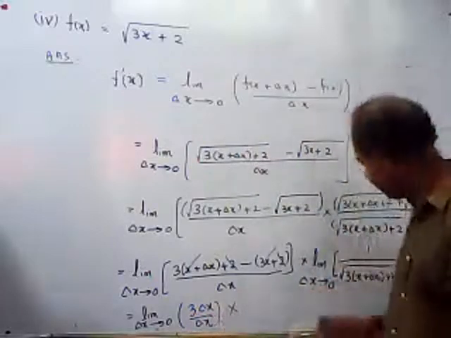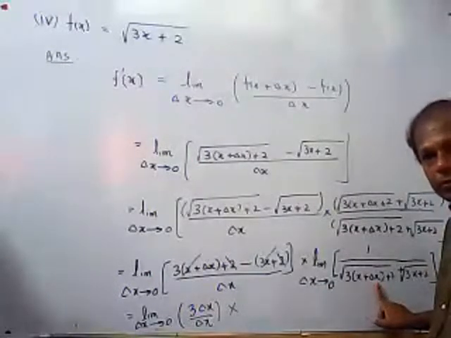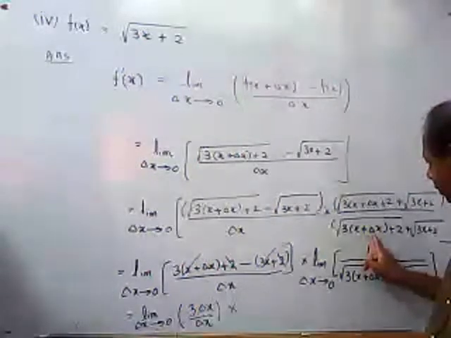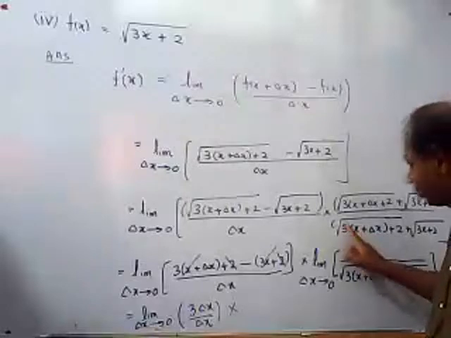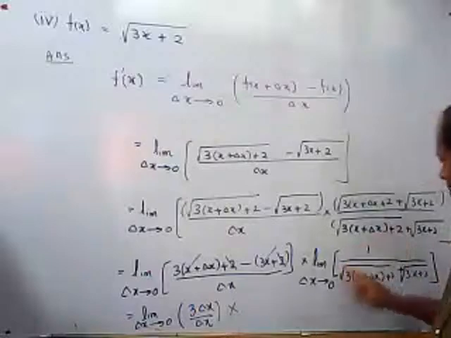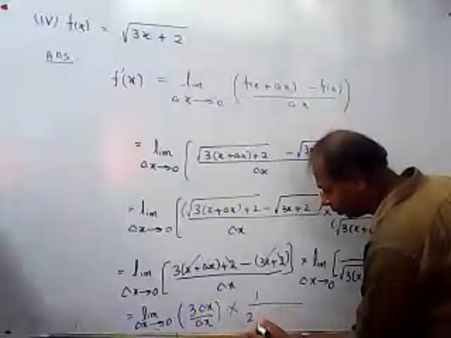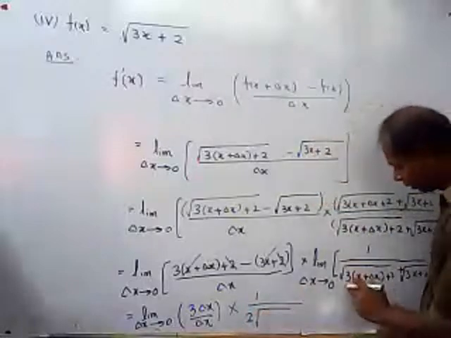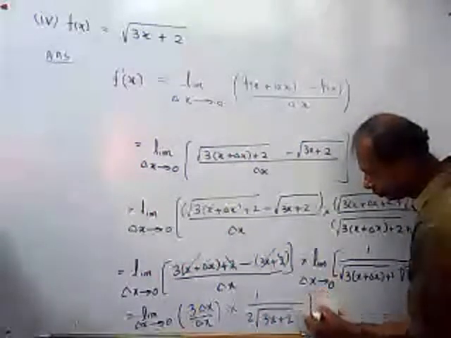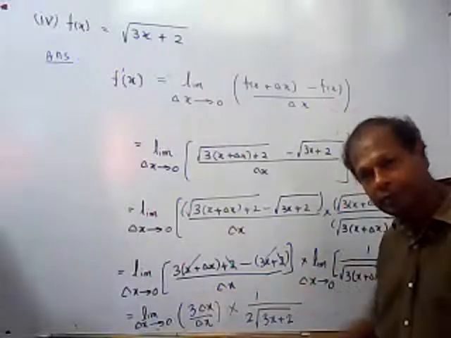And we have taken this part separately. When you take the limit, this delta x will go to 0, then the two terms will be the same. When there is no delta x here, it will be square root of 3x plus 2 and two such terms, right? So that will give 1 over 2 times root of 3x plus 2.